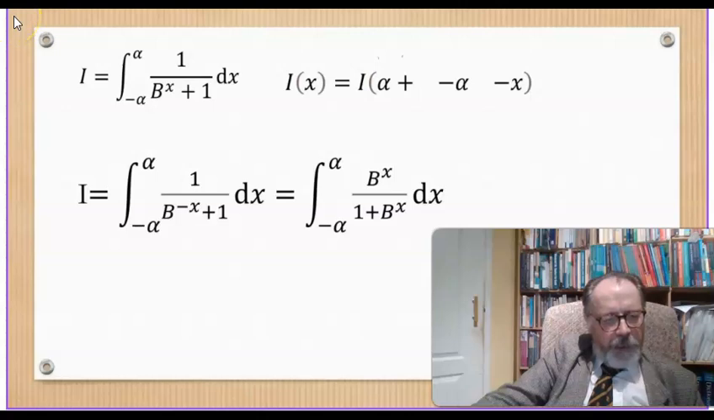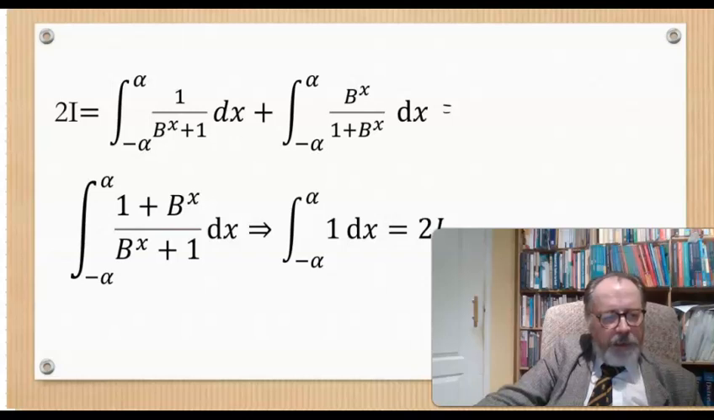And so by the King's property, the integral of x is the same as the integral of alpha plus alpha minus x, which is the integral of minus x. And so if you look at the expression in the bottom left-hand corner, so to speak, you find that the integral is equal to the integral between alpha and minus alpha of 1 upon b to the minus x plus 1. And if we multiply top and bottom of that expression by b to the x, we find that the integral is the same as the integral between alpha and minus alpha of b to the x upon 1 plus b to the x dx.